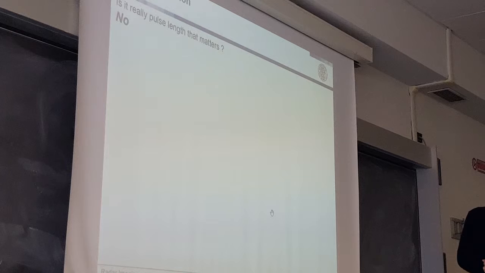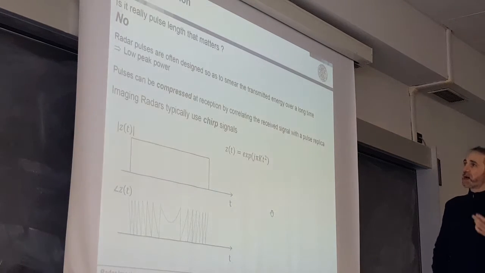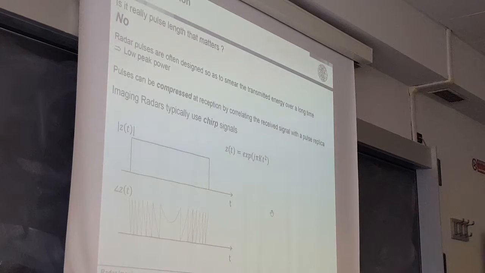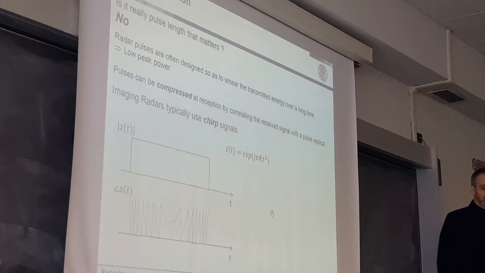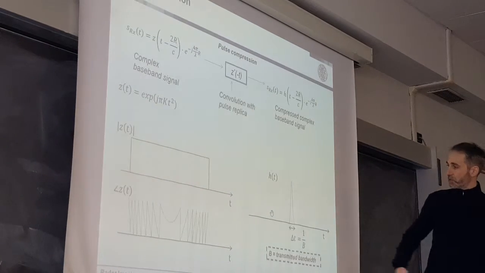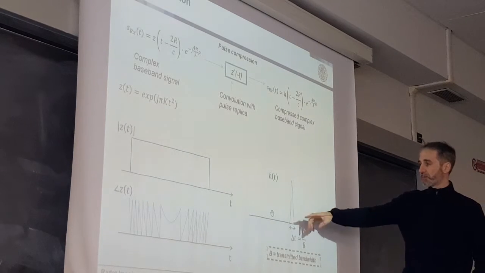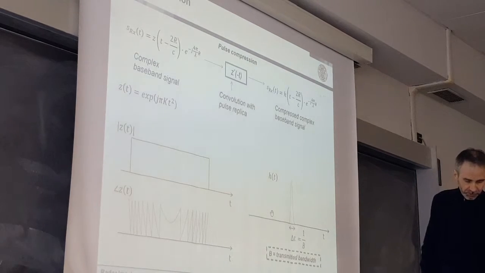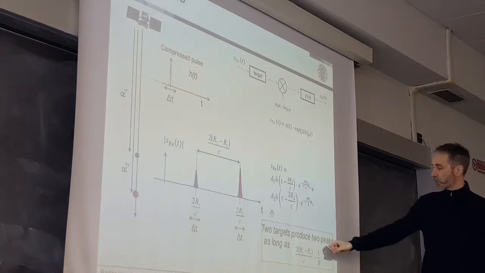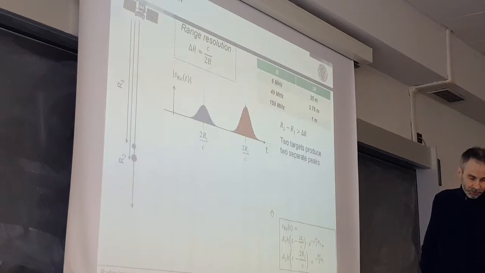Is it really pulse length that matters? No. This is what we saw when we talked about the matched filter. Indeed, what counts is the length of the pulse after compression, so after matched filtering, which is basically the inverse of the bandwidth. And so if you send a very long chirp, for example, this is what you get after compression. And so your range resolution depends on the bandwidth: more bandwidth, finer resolution.